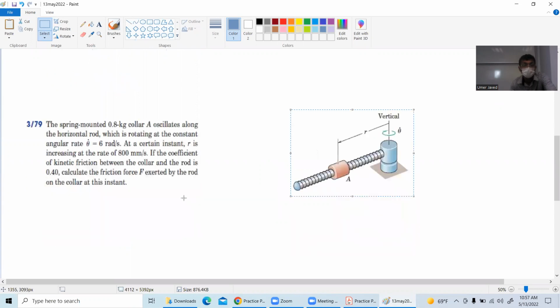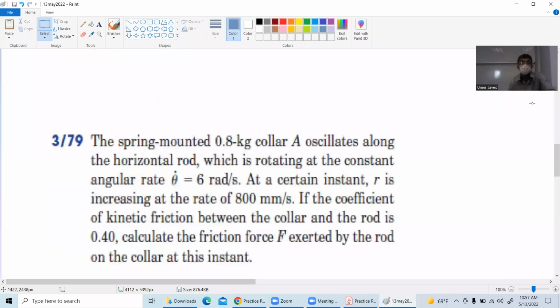Let me zoom it in for our students who are sitting right at the back. Oh, come on, now the picture is gone.